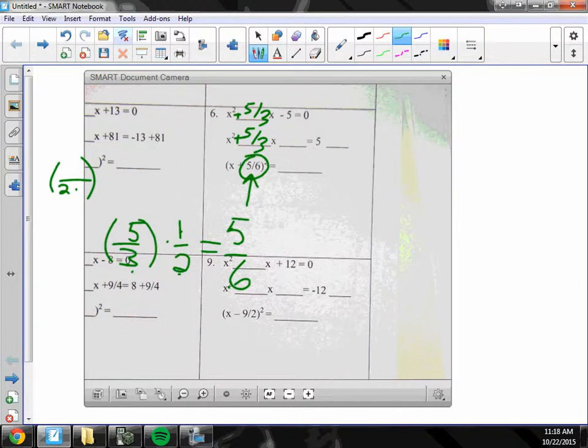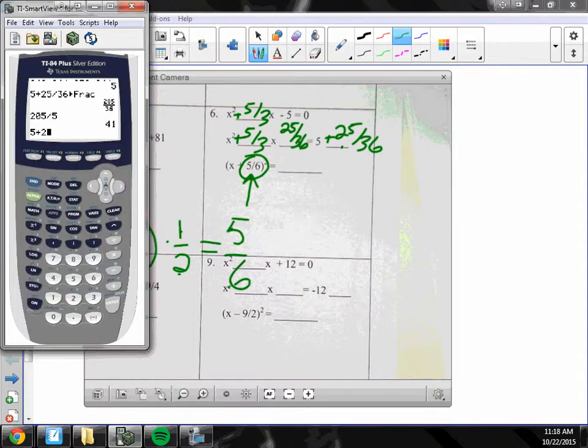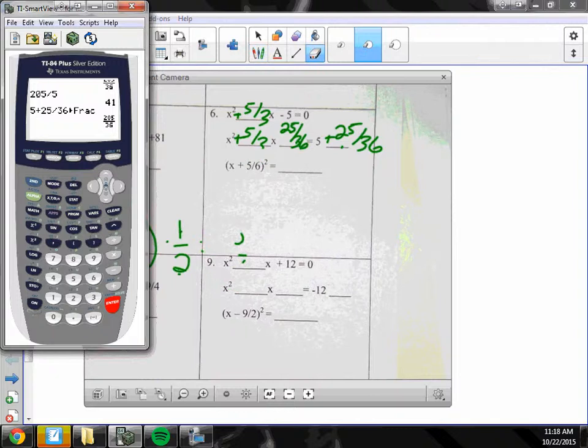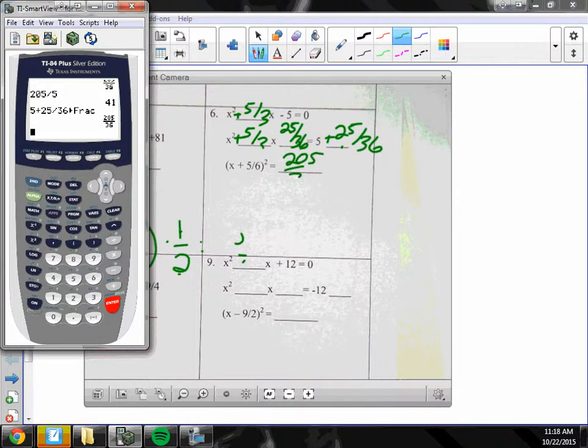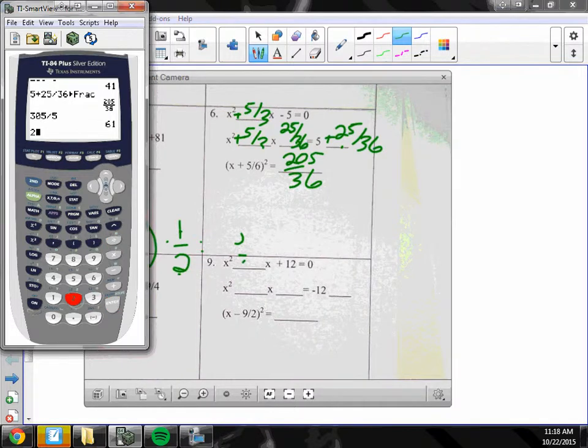All right, if that's the factor, what number do I add to both sides? 25/36. And then in my calculator, 5 plus 25/36, and I get 205 over 36. So 205 is not a perfect square, but let's factor it. 205 divided by 5 is 41, and 41 is prime. So can I pull anything out? No.